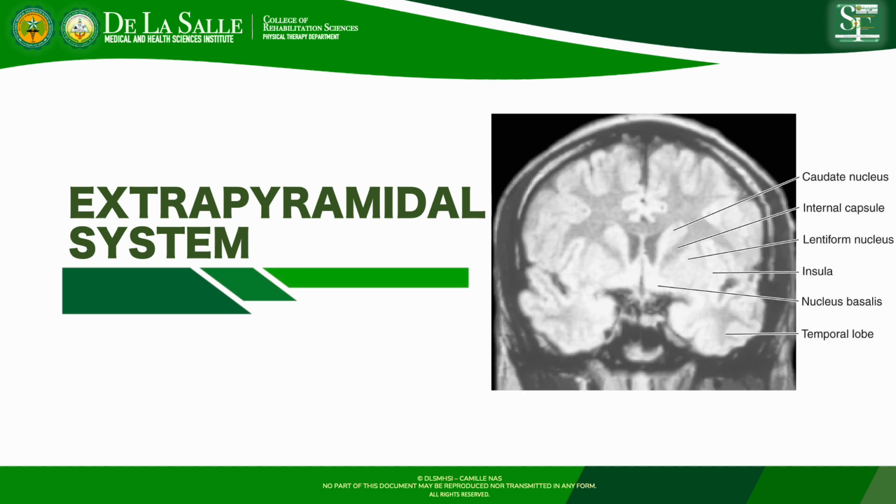So here's another picture. I think this is an MRI showing the different structures that comprise the extrapyramidal system. So the caudate nucleus, these are structures found within the basal ganglia. The internal capsule, we'll discuss this later, but this is basically a structure composed of fibers. These are only motor fibers, formed because of the bundles of motor fibers passing through this area. That's the internal capsule. Then we have the lentiform nucleus, which is also part of the basal ganglia. We'll discuss this later. The nucleus basalis, the temporal lobe, and then we have the insula, which is an oftentimes underappreciated fifth lobe of our brain, the insular lobe.